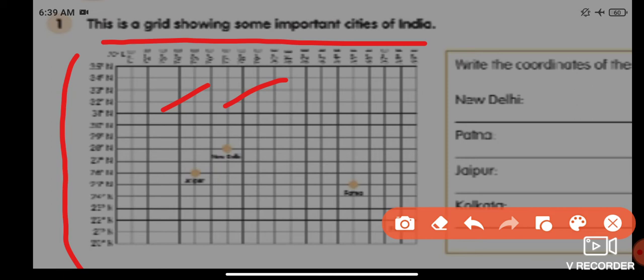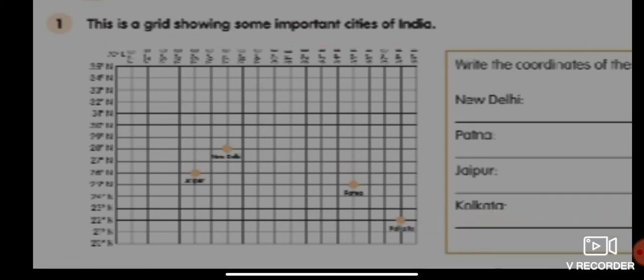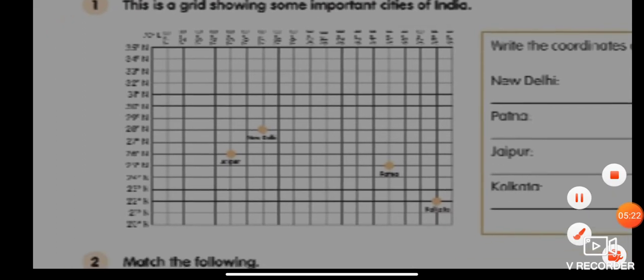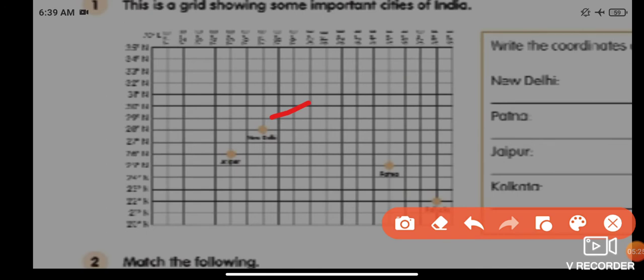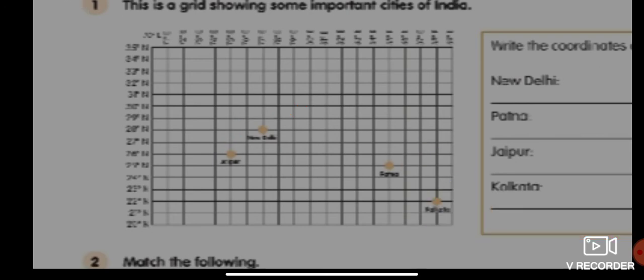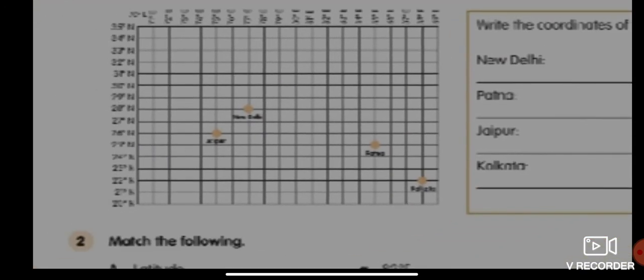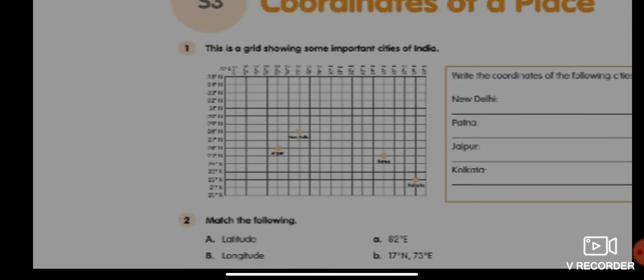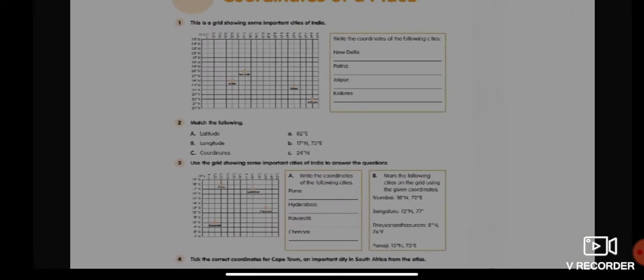The places here are New Delhi, Jaipur, Patna, and Kolkata. You have to write the coordinates of the following cities. Coordinates mean where they are located, in which position, based on the numbers. So please find this by yourself.